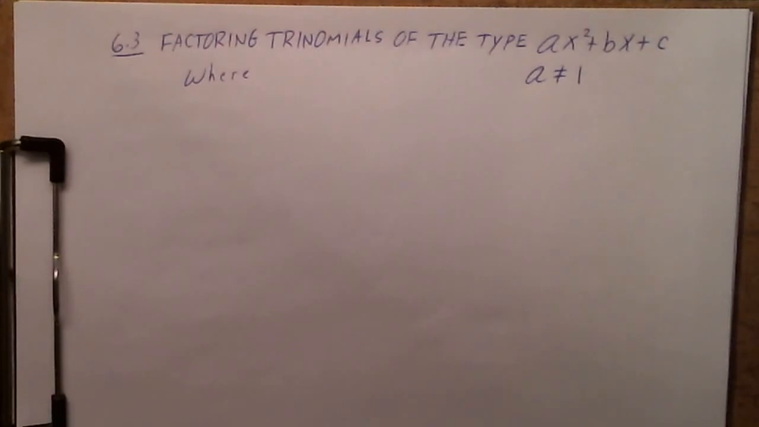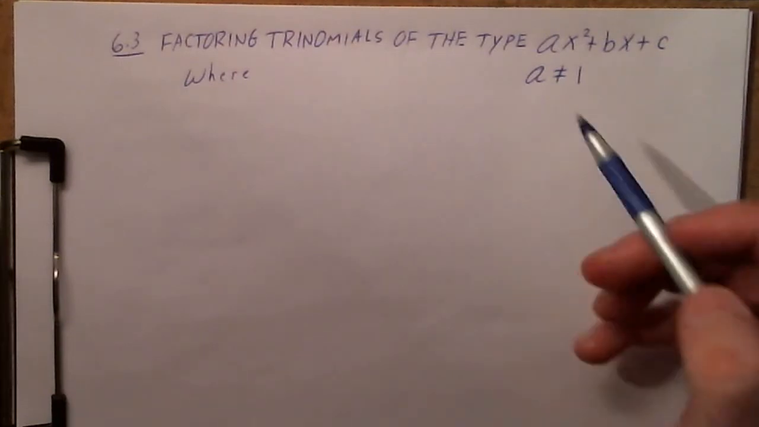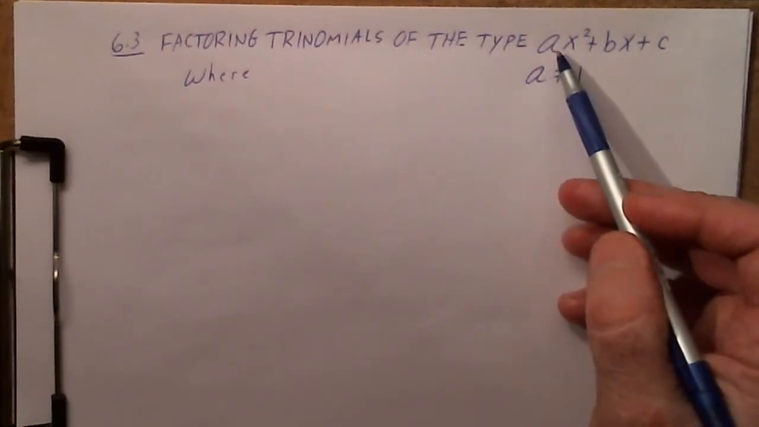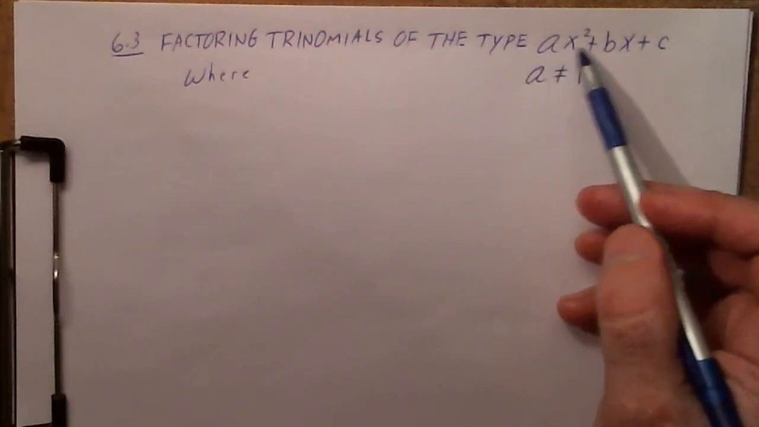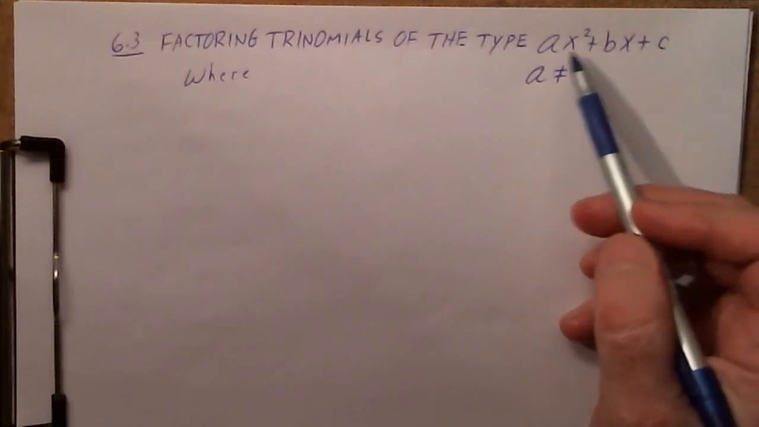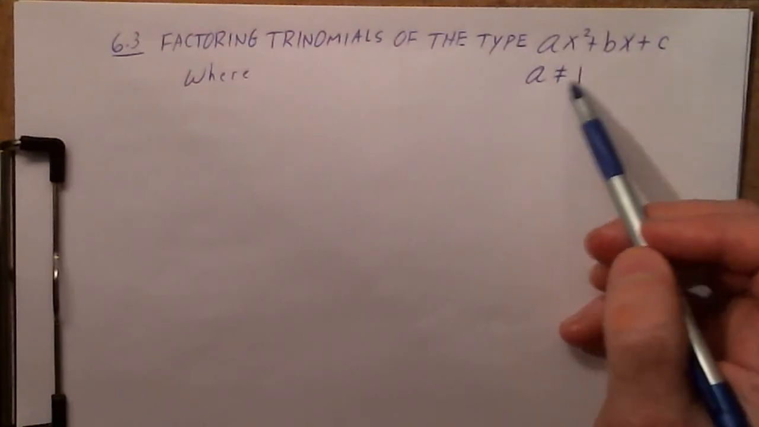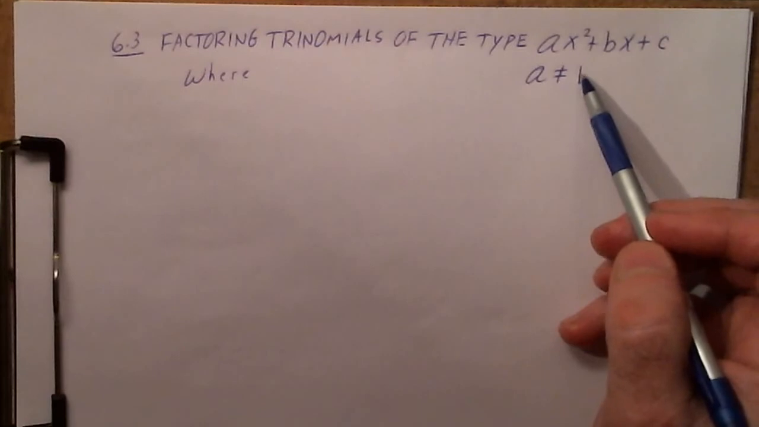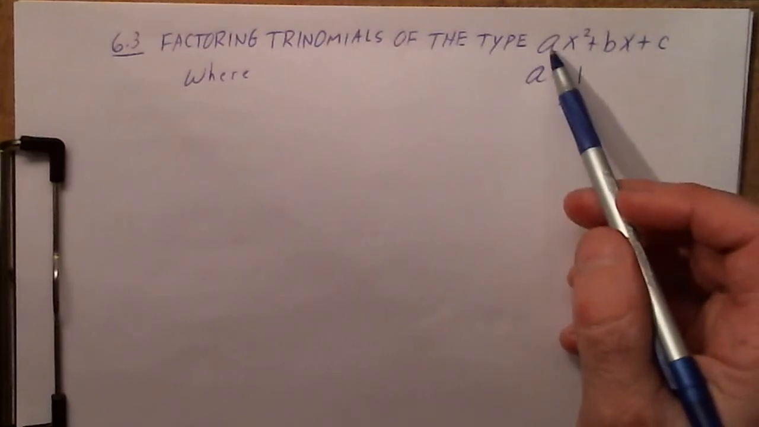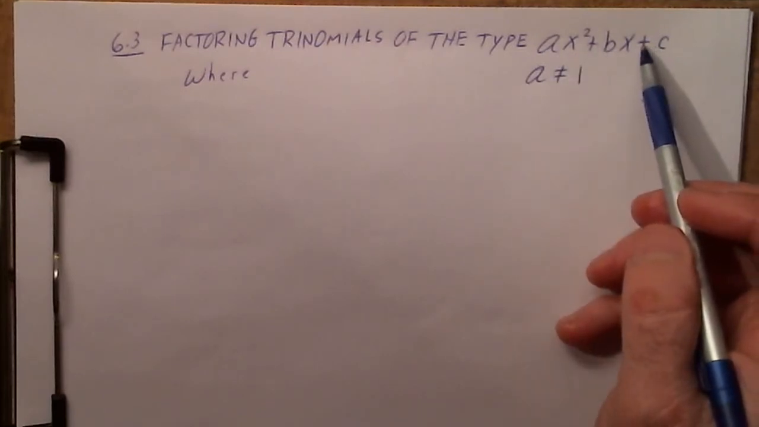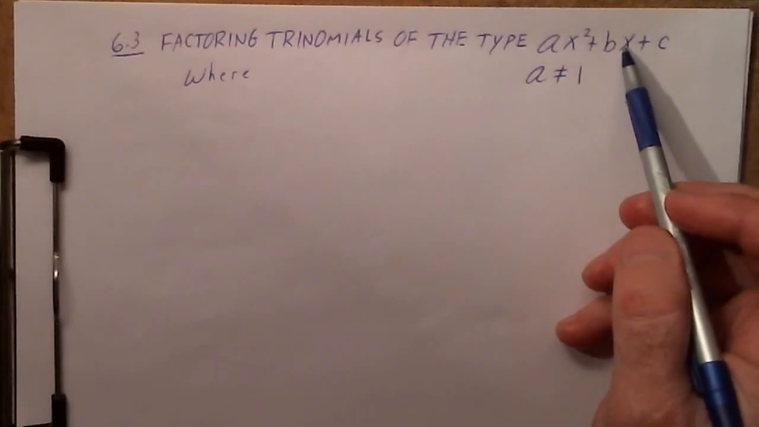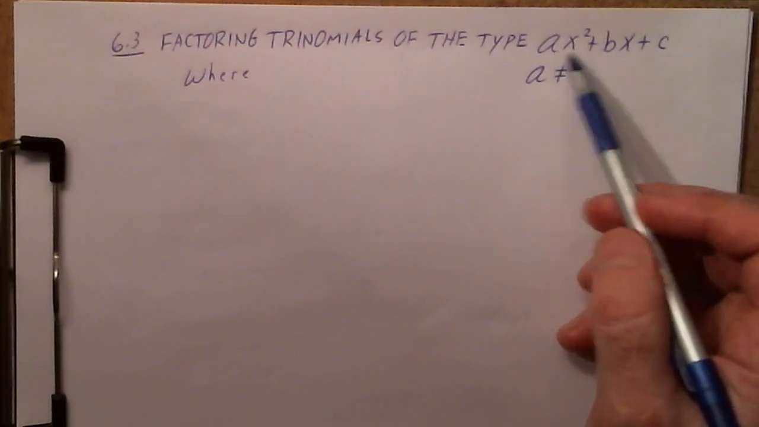Last week, in section 6.2, we showed you how to factor the easy types of trinomials, those where the leading coefficient was 1. Well, today we're going to look at how to factor the difficult types of trinomials, those that no longer have a leading coefficient equal to 1. Factoring these is a little bit more involved than factoring the types that we looked at last week. There are two main schools of thought or methods for factoring these types of trinomials.